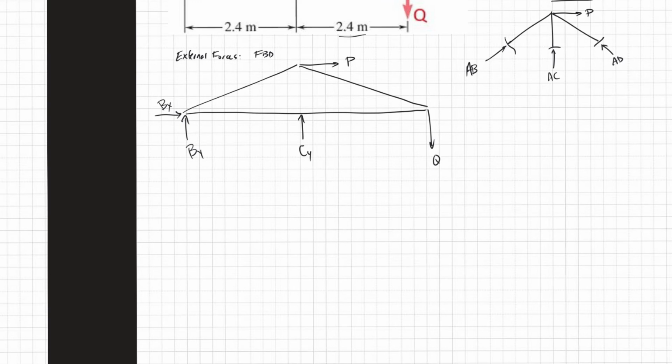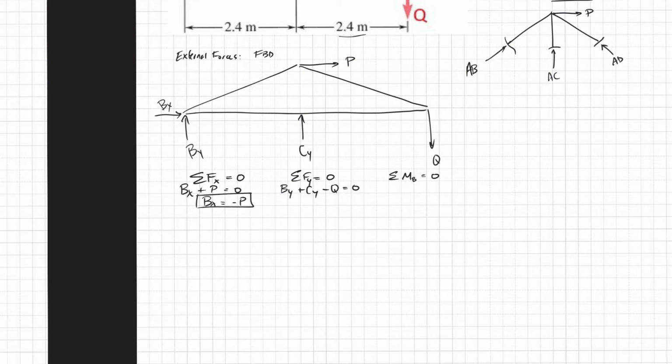So I'll do sum of the forces. Let's start in the x because that's easiest. I've got BX plus P equals 0, which means BX equals negative P. Okay, sweet. Let's do the sum of the forces in the y direction equals 0. And it looks like I've got BY plus CY minus Q equals 0. Can't solve that yet. And then we're going to do the sum of the moments. The easiest point is going to be sum of the moments about B equals 0.